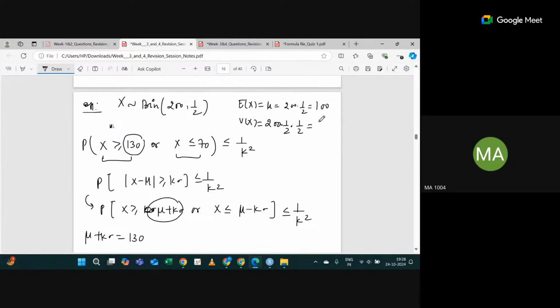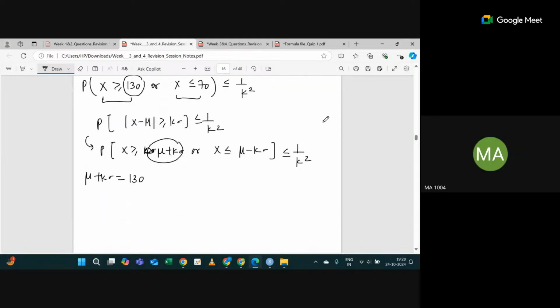So it will be 50. Right? So what will be the value here? The value of mu is 100 plus k square root of 50, because sigma is the square root of variance, right? Are you getting my point? So from here it will be k root 50 equal to 130 minus 100.